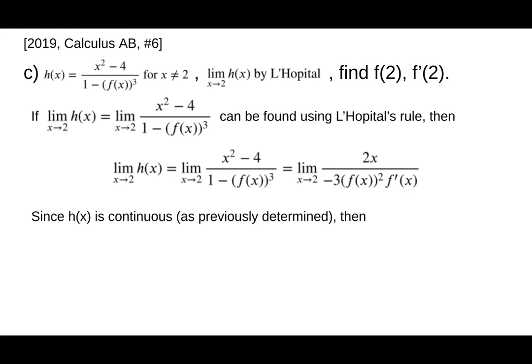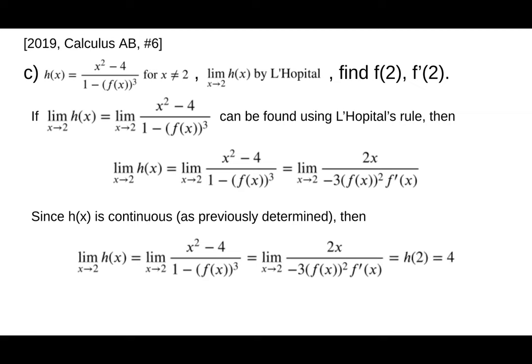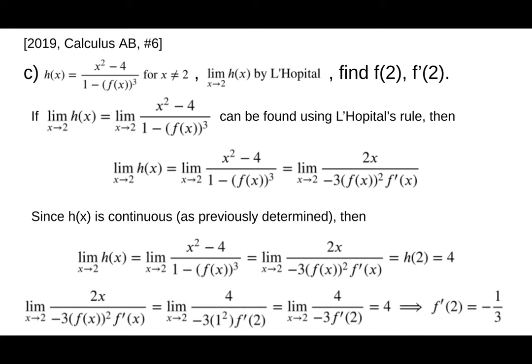But since h of x is continuous, then the limit as x approaches 2 of h of x has to equal 4 because we know h of 2 is equal to 4. So, the limit as x approaches 2 of 2x over negative 3 f of x squared times f prime of x, if I substitute 2 in for x, I get 4 over negative 3 times 1 squared f prime of 2.